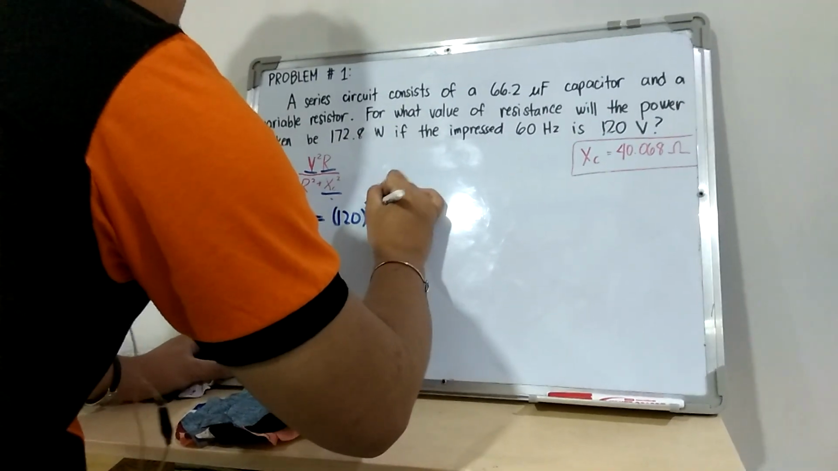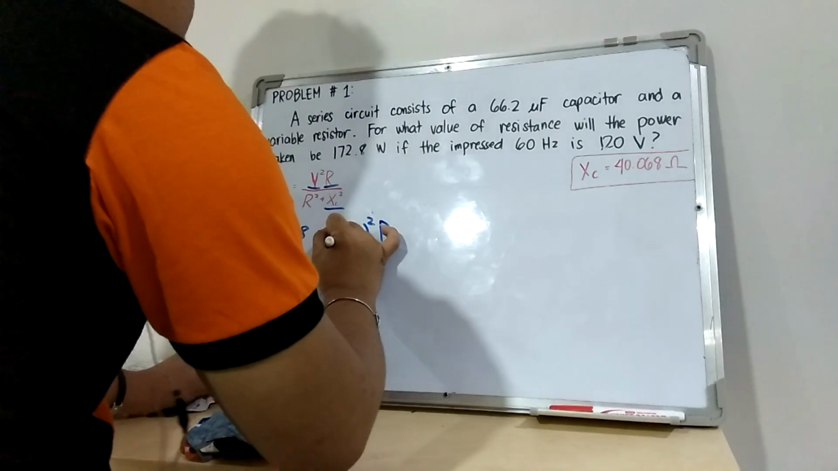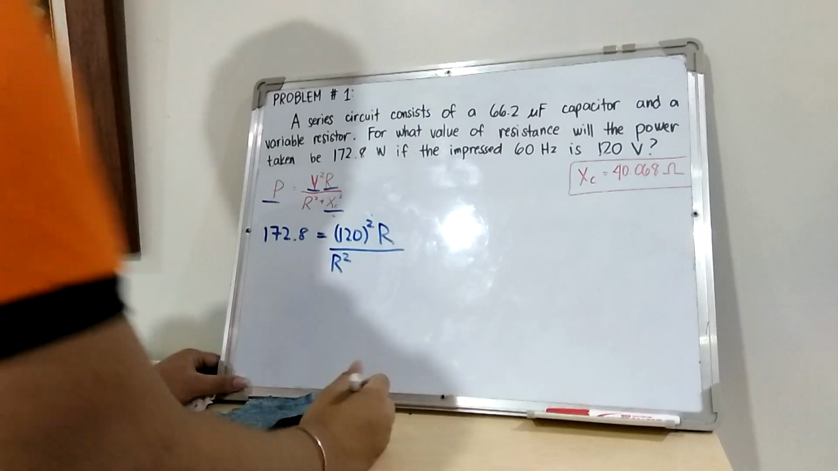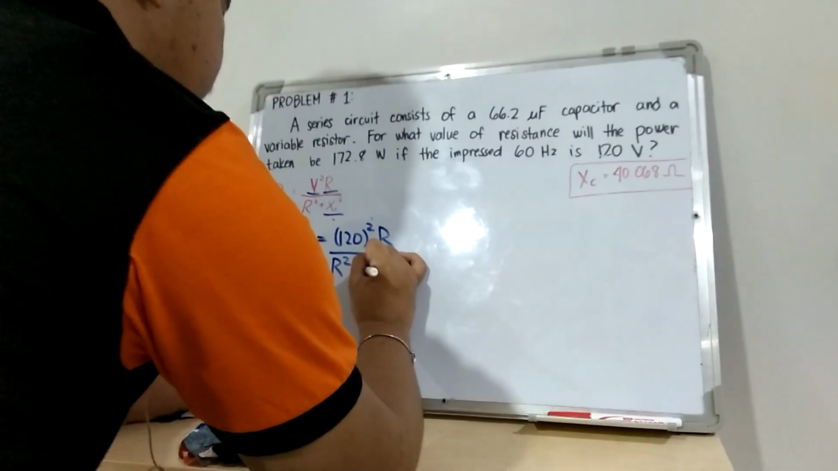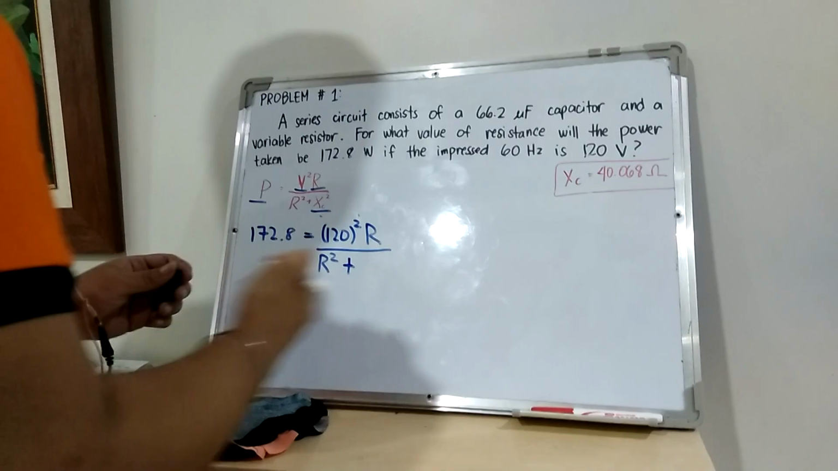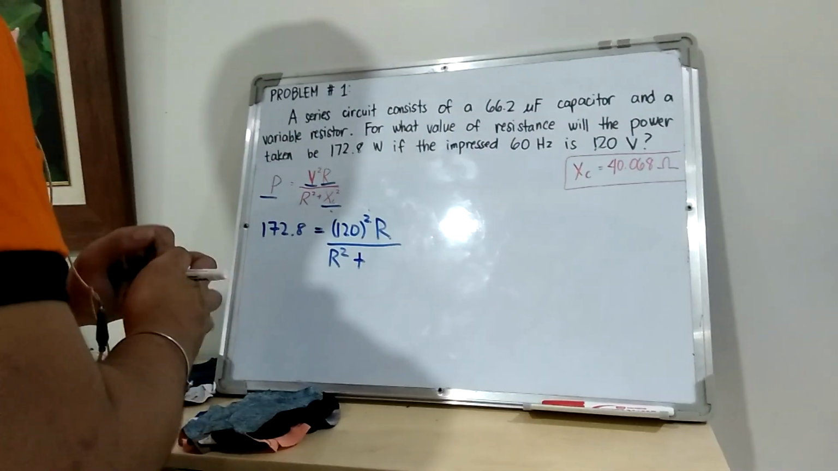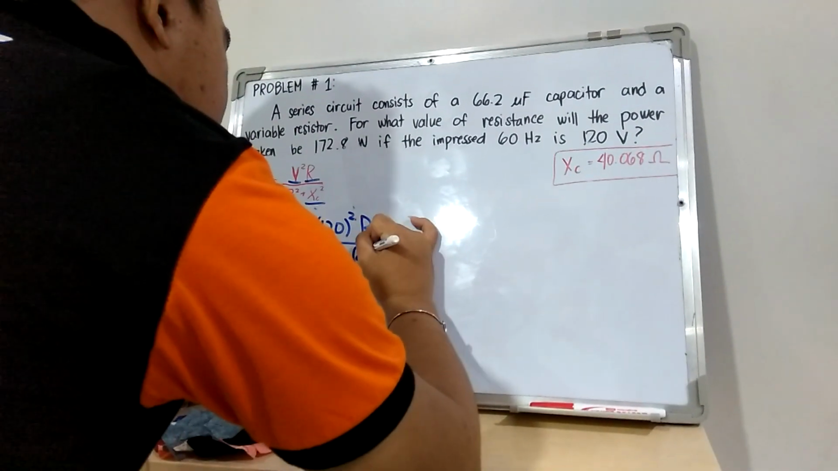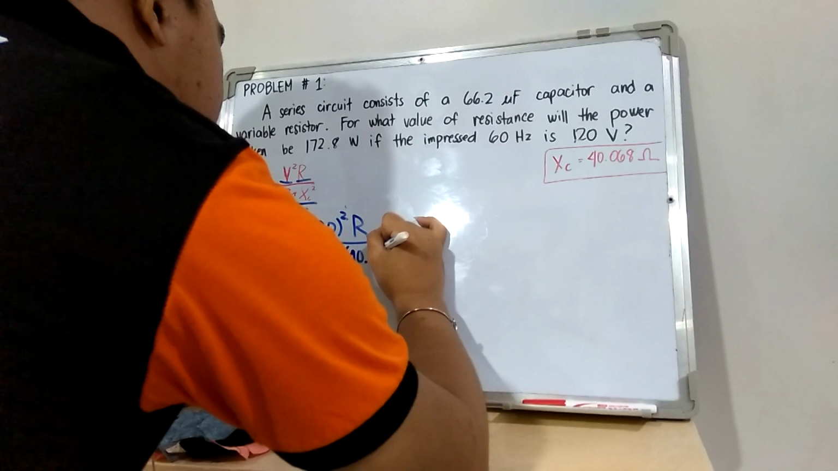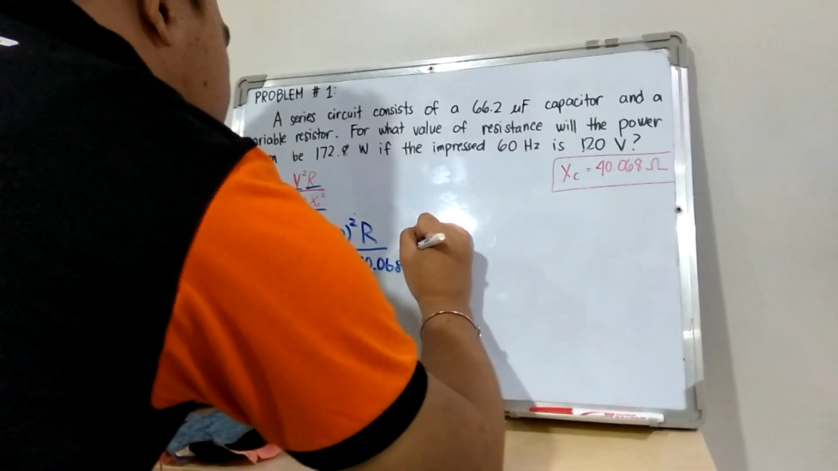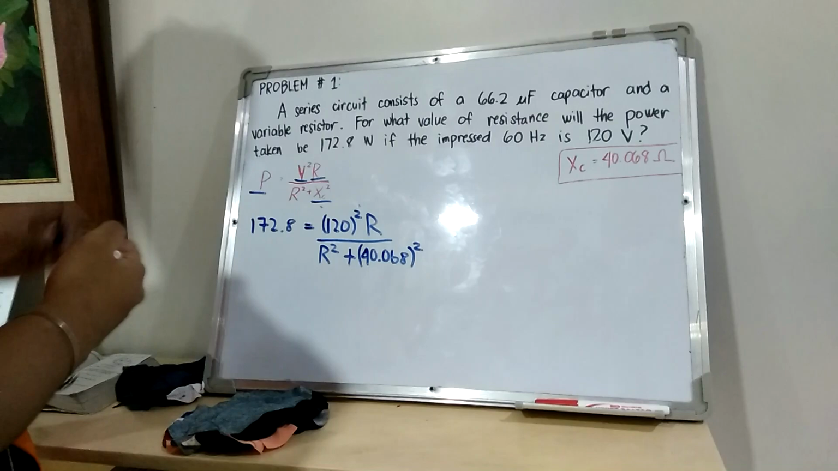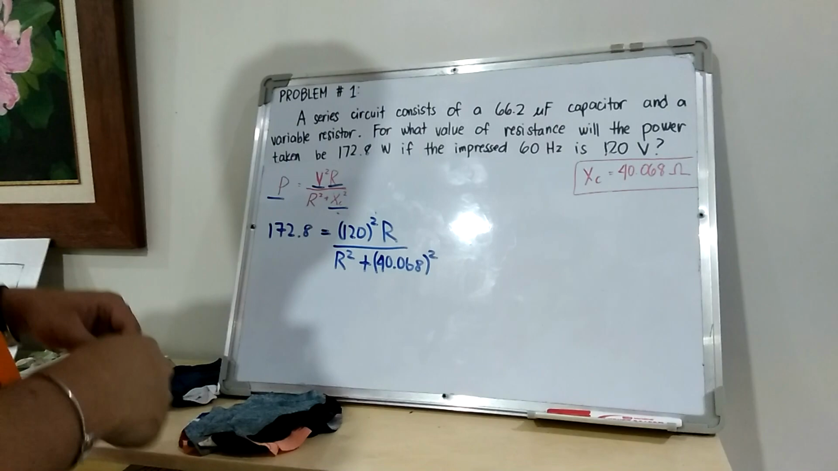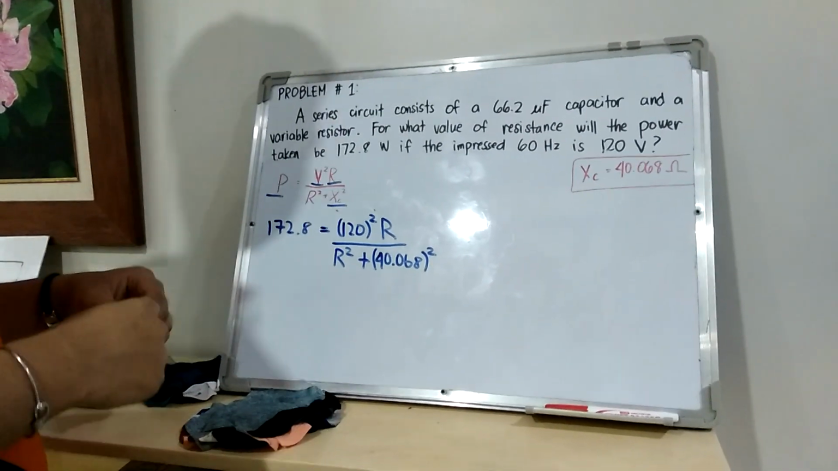R over R squared plus the value for the capacitive reactance we have just solved, 40.068 ohms squared. So the final is 172.8 is equal to 120 squared R over R squared plus 40.068 squared.